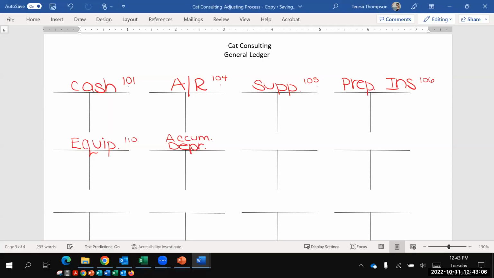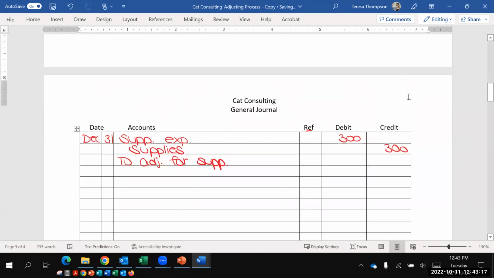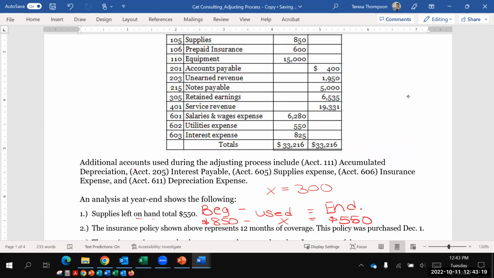Okay, so I brought in the chart of account numbers for those assets. You're going to have one new account, 111 for accumulated depreciation. In case you're wondering where I got that, it was given here under the additional accounts. So what I'm doing is I'm just trying to do all the assets and contra assets first. Now I'll bring down all of my liabilities, making sure to include any new ones.